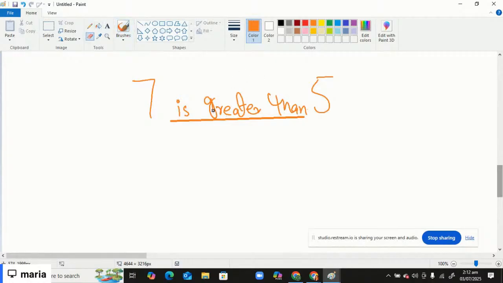We are writing according to the first digit. We always write according to the first digit. We are not writing it down according to this 5, because according to this 5, 5 is less than 7, but we are going to move it this way. So 7 is greater than 5, 7 is less than 5, or 7 is equals to 5. We select the option and then write it down here.